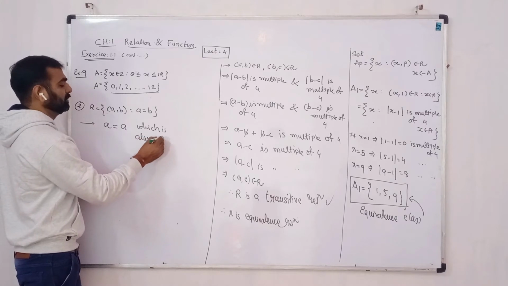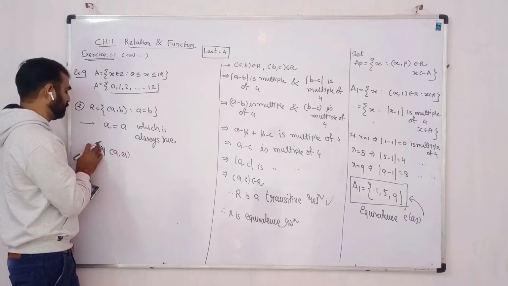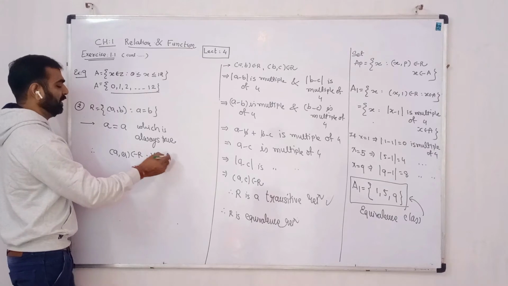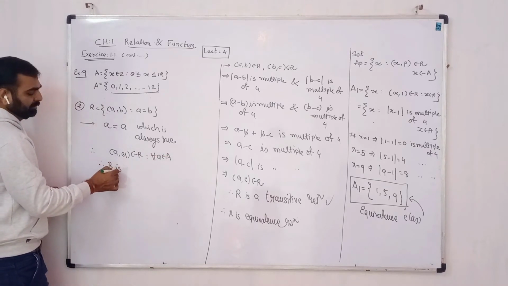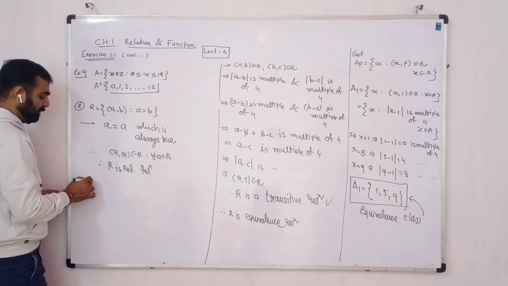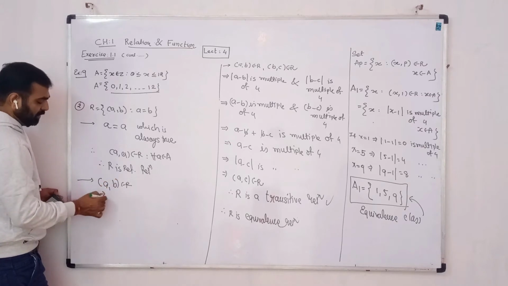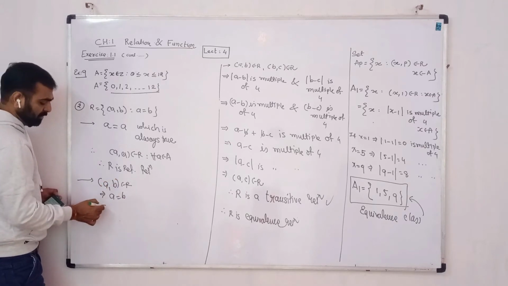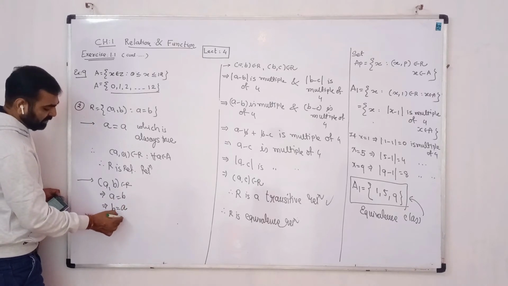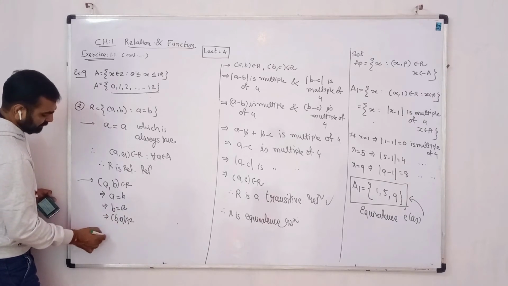So therefore for every (A, A) belongs to R, for every A belongs to capital A, it means R is reflexive relation. Okay, now for symmetric what will you do? (A, B) belongs to R, that implies A is equal to B, so B equal to A we can write. That implies what can we say, that (B, A) belongs to R. So therefore R is symmetric relation.